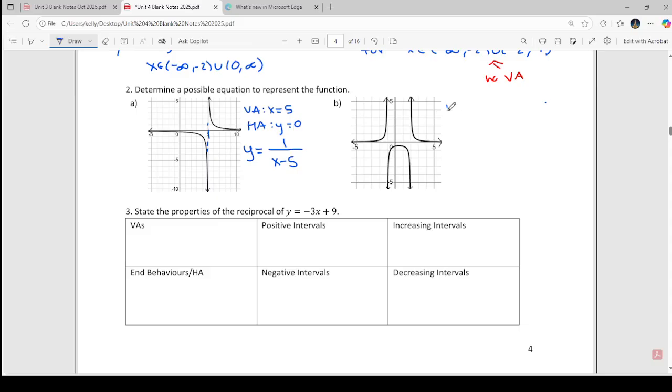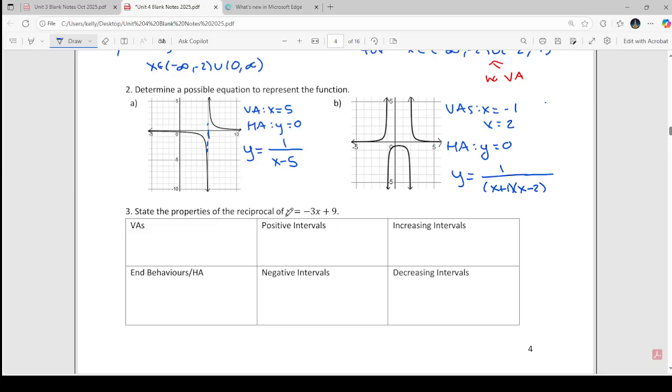For b, we notice two VAs at x equals -1 and x equals 2, and an HA at y equals 0. So we know our function is reciprocal. To get VAs of -1 and 2, we have to have x plus 1 and x minus 2 in our denominator, so that when we sub in these two numbers, we get 1 divided by 0 to create our vertical asymptote.